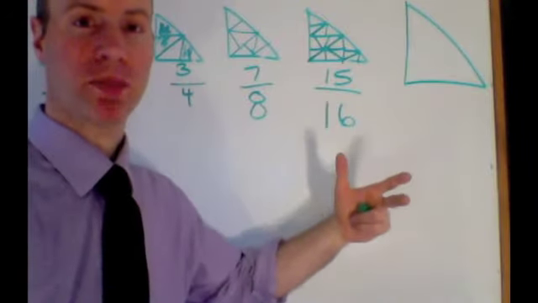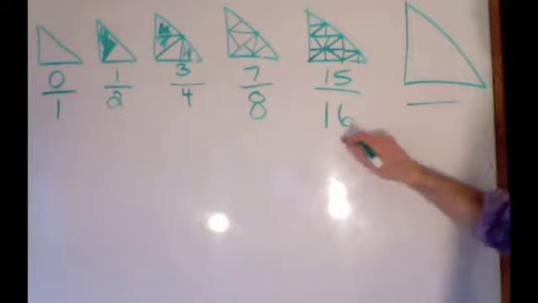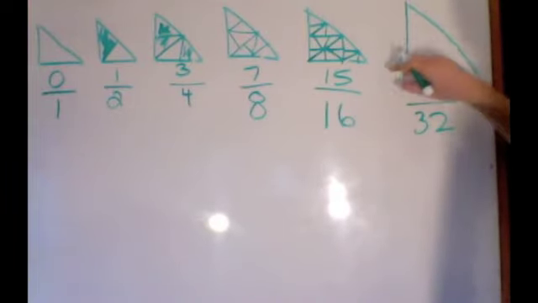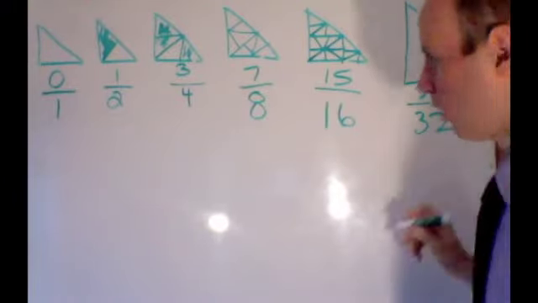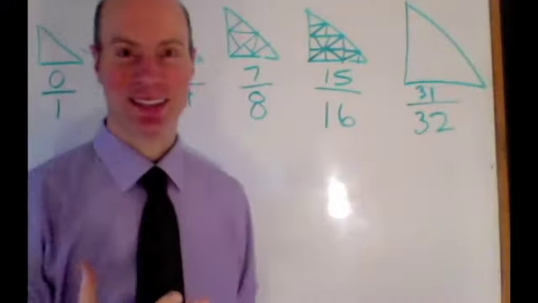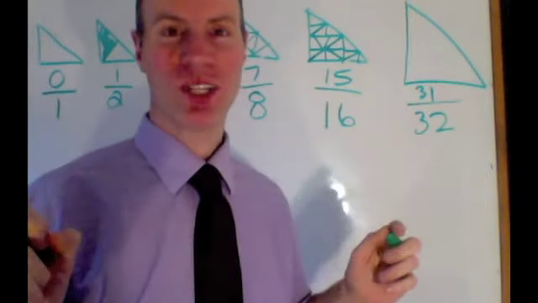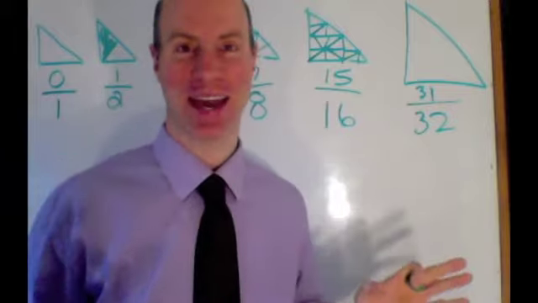Well, if we followed out the pattern the same way, we would be doubling the denominator, so that would get us 32, and the numerator would be 1 less, so in this case it would be 31. Okay, so at the end of the day, I have this triangle which has 32 little triangles, of which 31 are shaded. I'm not even going to try and draw that. You have to use your imagination.